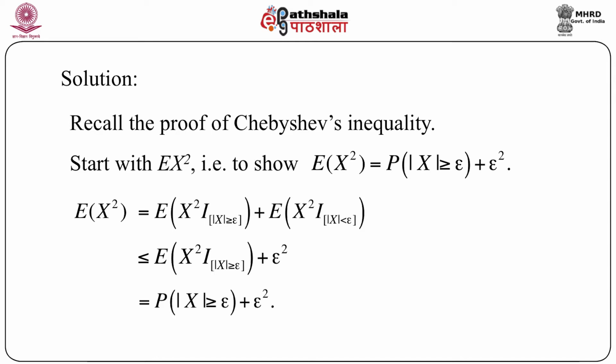Now what is this quantity, expectation of x square indicator? Just a little bit of manipulation shows directly that it is nothing but the probability of modulus of x greater than or equal to epsilon, plus epsilon square. So the proof is complete. So this is the beauty of this proof. And remember one thing, x is bounded by 1. So this gives us the proof of Kolmogorov inequality.